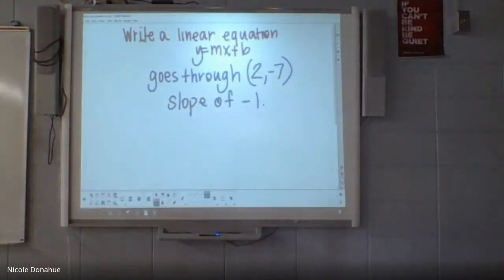And then leave the x and y's as x and y. So like this and this, leave as an x and y. So that's your b, and then you're going to put that back into the equation.